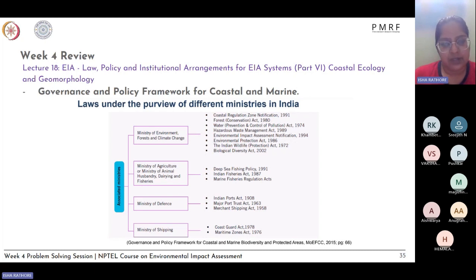Ministry of Defence looks after the Indian Ports Act and its enforcement, Major Port Trust Acts, Merchant Shipping Acts, and the Ministry of Shipping looks at the Coast Guard Act and Maritime Zone Acts. So these are the different ministries and the different laws or acts which they enforce and ensure that they are being followed from time to time.